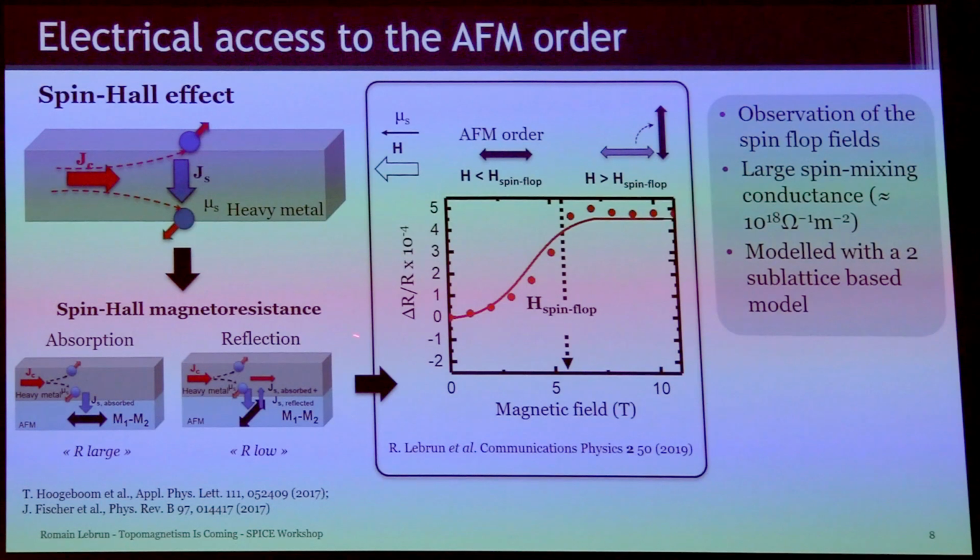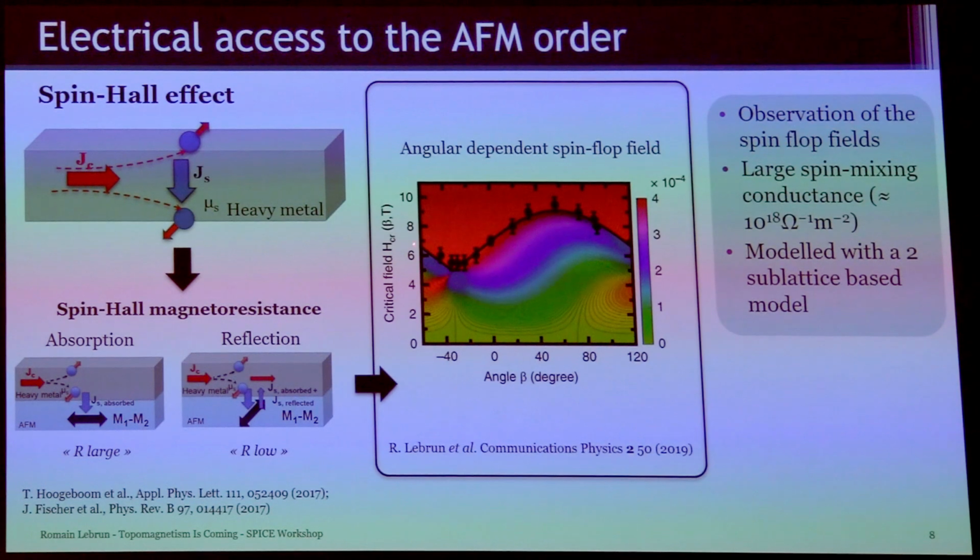So just by measuring this resistance, we can easily detect the spin flop field, and we can extract some crucial information about the anisotropies in this system. We can do those type of measurements for different angles between the easy axis and the direction of the applied field, and so we can record what is the critical field as a function of this angle.